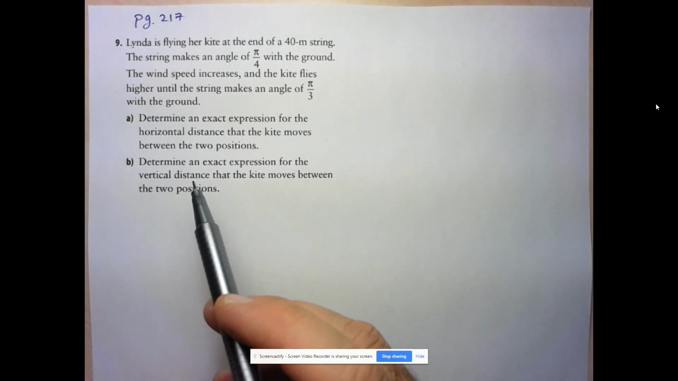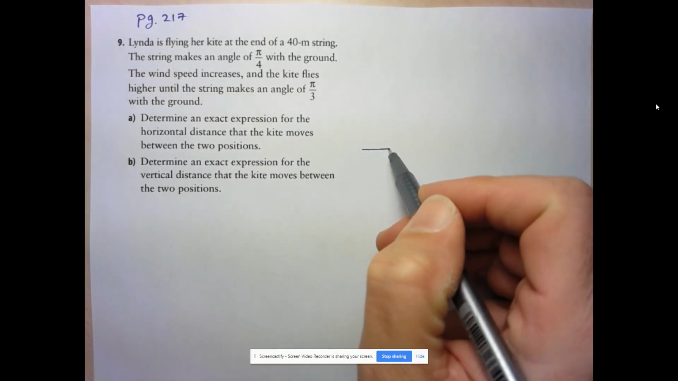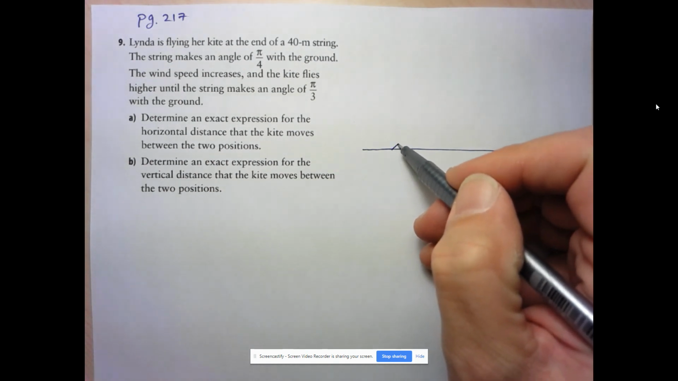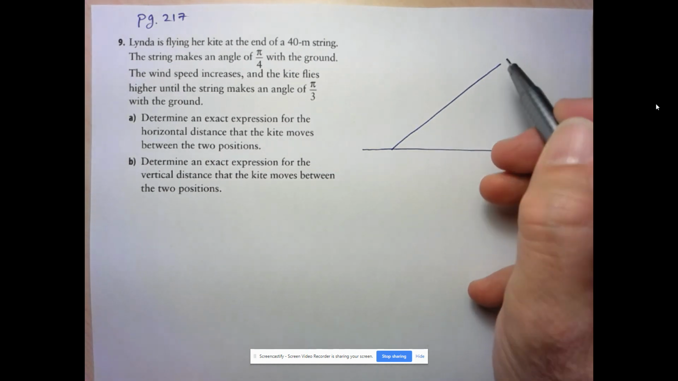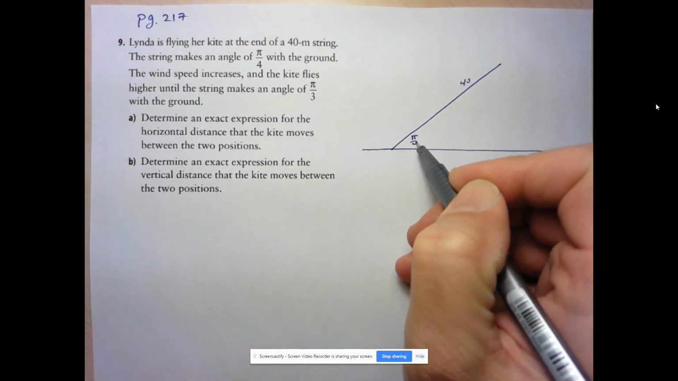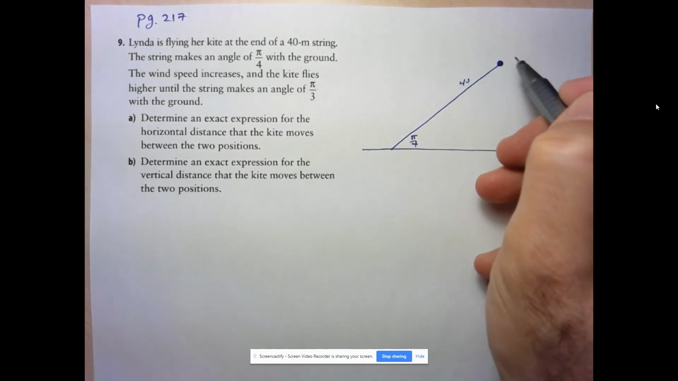All right, so let's draw ourselves a diagram. Let's say this is the ground. Okay, and let's start with the first thing that we have. So we have this 40-meter string at an angle of pi over 4. Okay, so there's the kite.